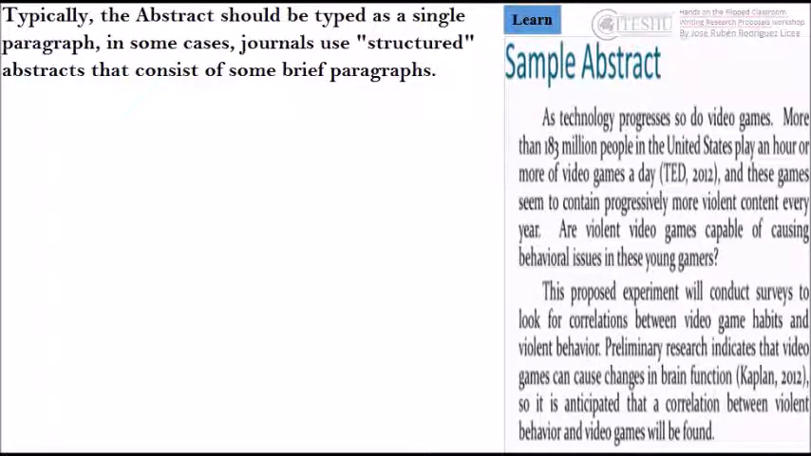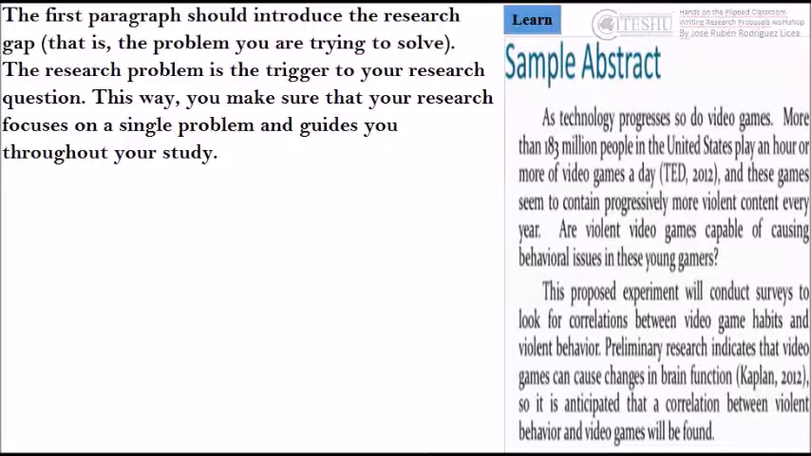Typically, the abstract should be typed as a single paragraph. In some cases, journals use structured abstracts that consist of some brief paragraphs. The first paragraph should introduce the research gap, that is, the problem you are trying to solve. The research problem is the trigger to your research question. This way, you make sure that your research focuses on a single problem and guides you throughout your study.